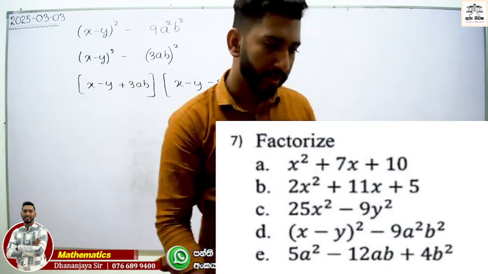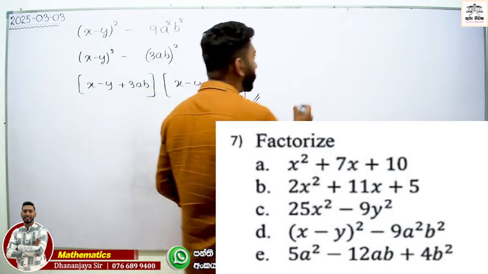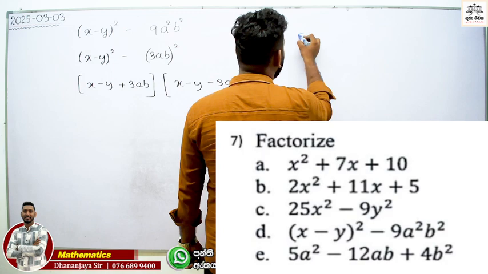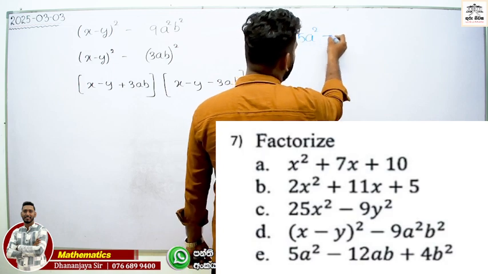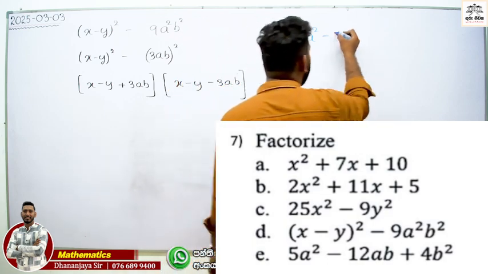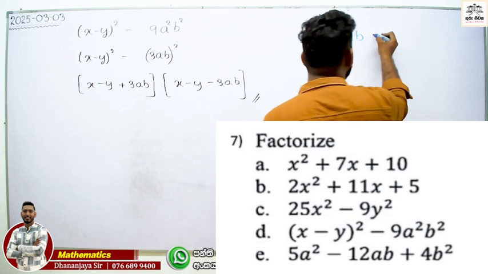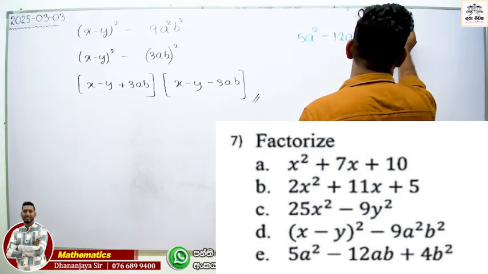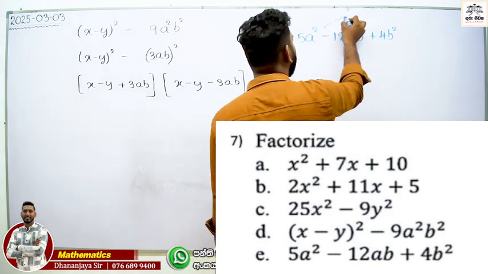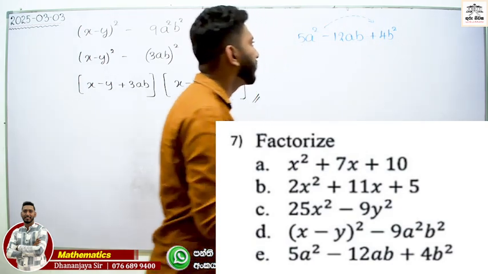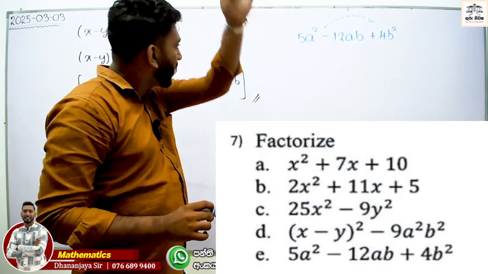Now look at the last one. 5a squared minus 12ab plus 4b squared. The order is correct and there are no common factors. No common factors. We have to multiply.